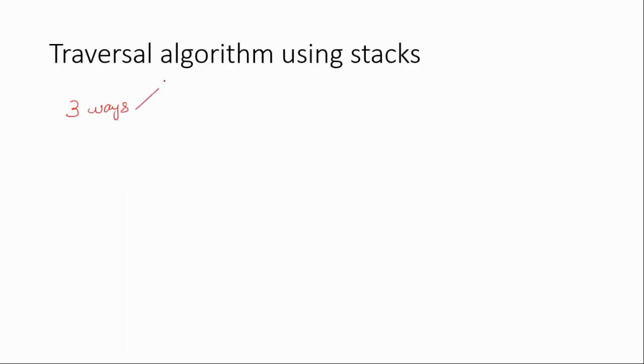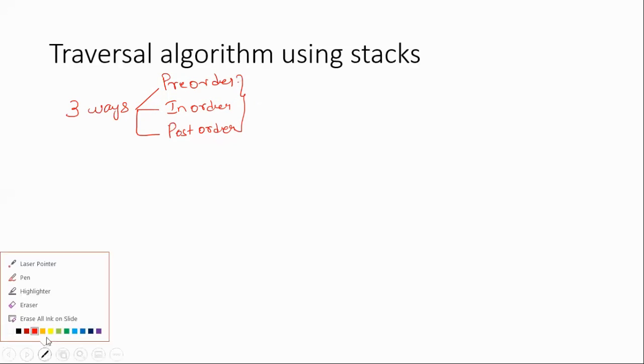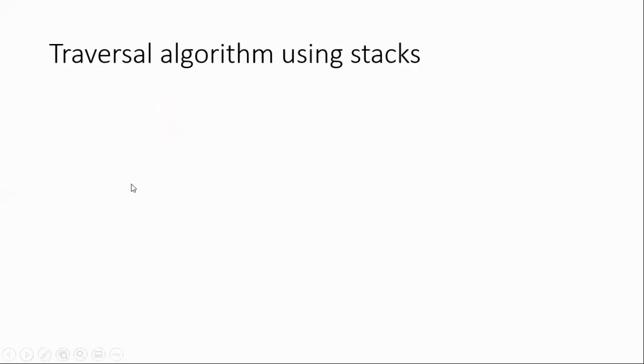The first one is called pre-order traversing, the second one is called in-order traversing, and the third one is called post-order traversing. We can traverse the binary tree in any of these methods. Each method will give a different tracking path. In this video, we will discuss only how to traverse a tree using the pre-order method.